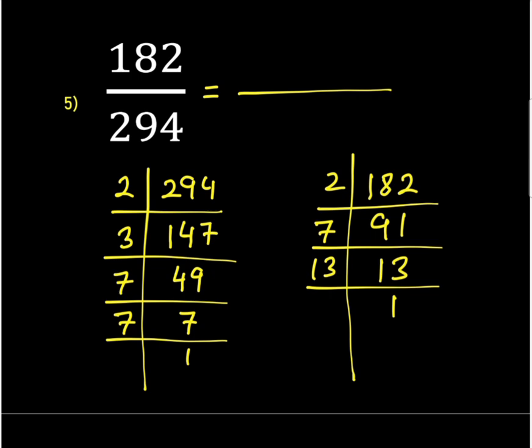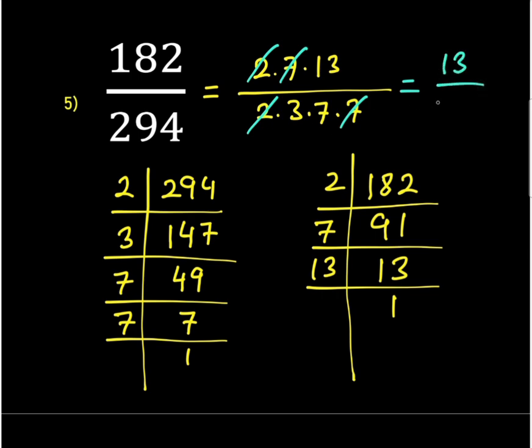Now we can write, instead of 182, these prime numbers: 2 times 7 times 13. Instead of 294, these prime numbers: 2 times 3 times 7 times 7. Cancel the common factors. 7 is cancelled with 7. Cancel 2 with 2. The answer is 13 over 3 times 7, which is 21. The answer is 13 over 21.